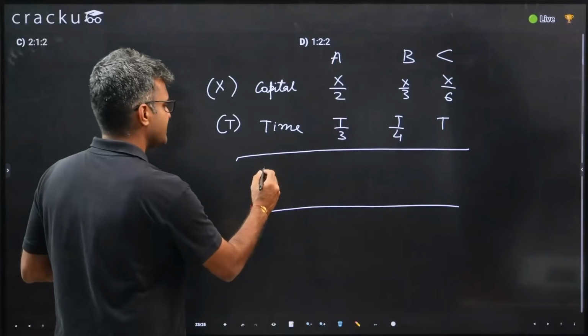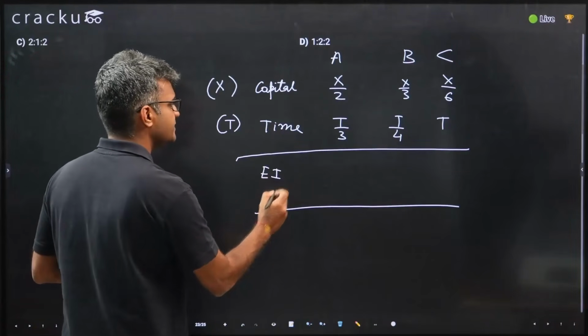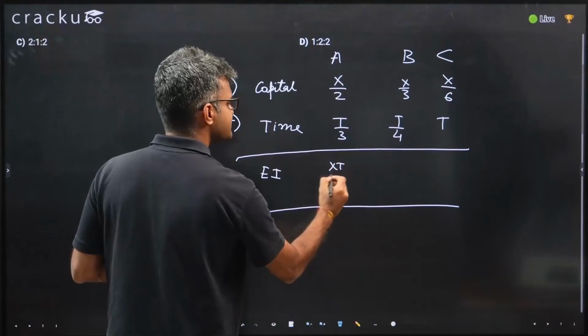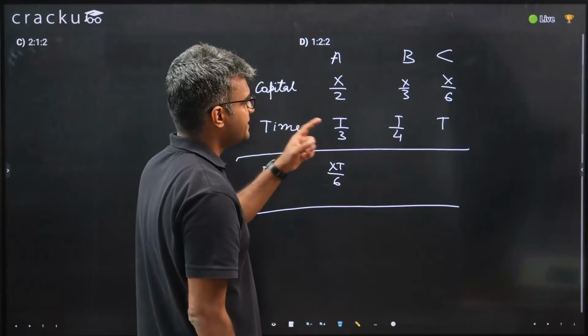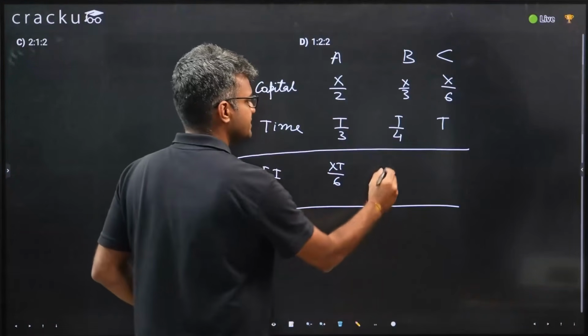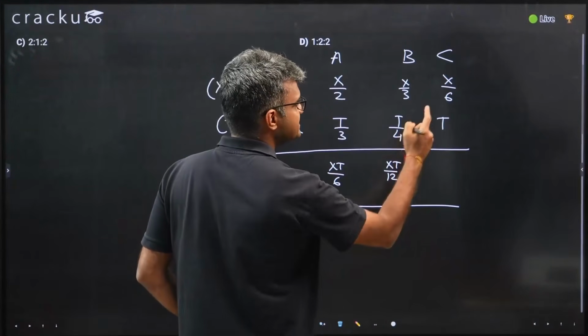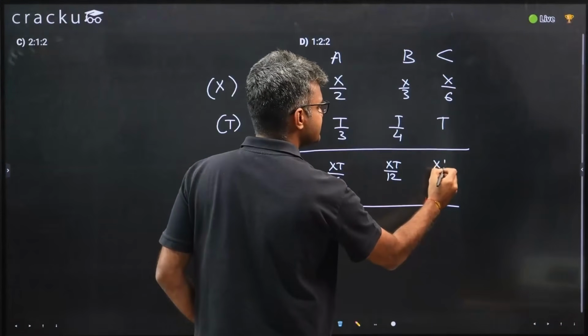So, if you're looking at the effective investment of A, it is X by 2 into T by 3, which is XT by 6. For B, it is X by 3 into T by 4, so it is XT by 12. And for C, it is X by 6 into T, which is XT by 6.